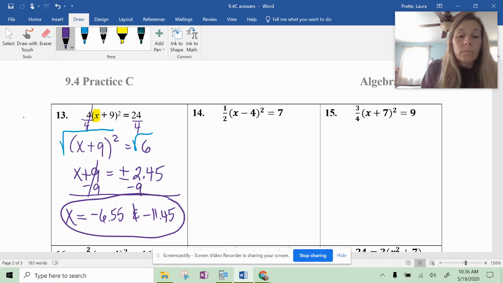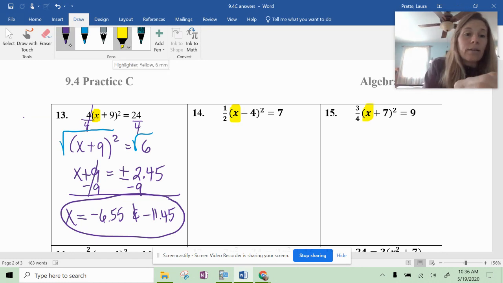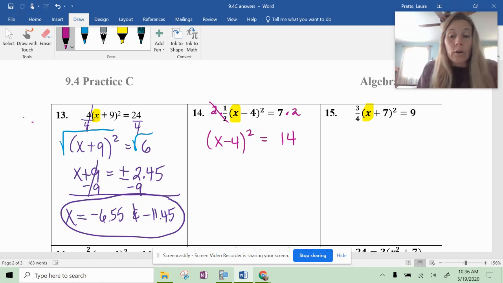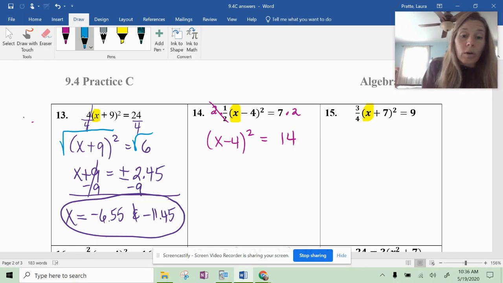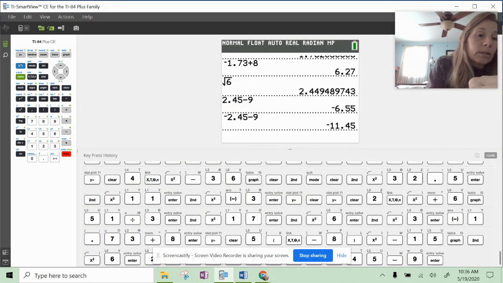answers for that one. Okay, so moving along, 14 and 15, the same concept, but the number that's out front we have to get rid of is a fraction. So instead of dividing both sides by that number, we're going to multiply both sides by the reciprocal, which in this case would just be 2. So now I'm going to have x minus 4 squared on one side and 14 on the other. It's the same thing from here. So we're going to square root each side because I don't want to have to FOIL anything. So that leaves me with x minus 4 equals positive or negative, and then I'm going to do square root of 14 on my calculator.